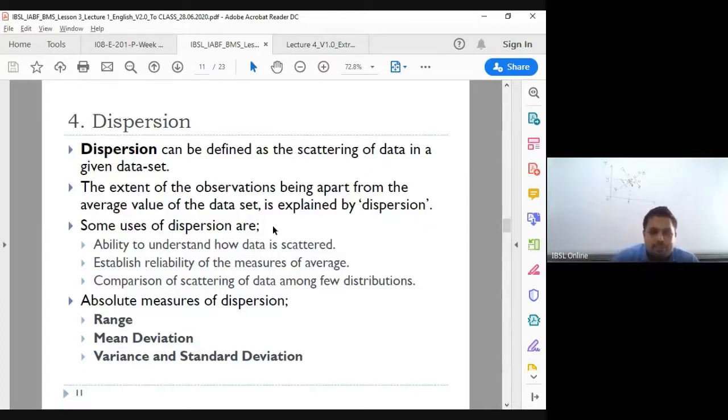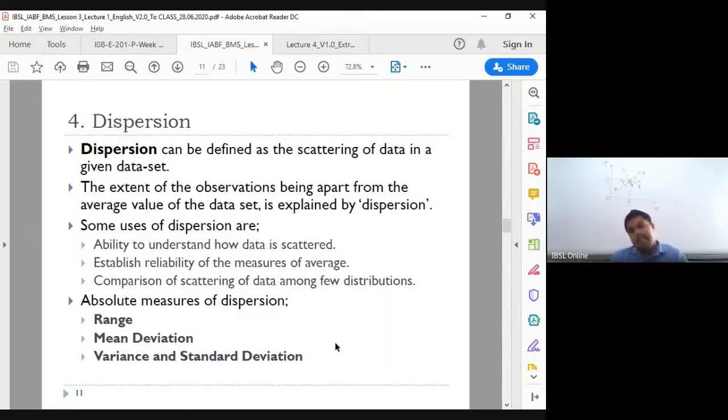Third, one use of dispersion is the ability to understand how data is scattered and to establish the reliability of the measures of the average. Once you calculate these measures, by looking at the numerical values of these indicators, you could say whether the data is concentrated around the mean or dispersed away from the mean. Why do we need to know that? Because we need to make decisions, isn't that so?